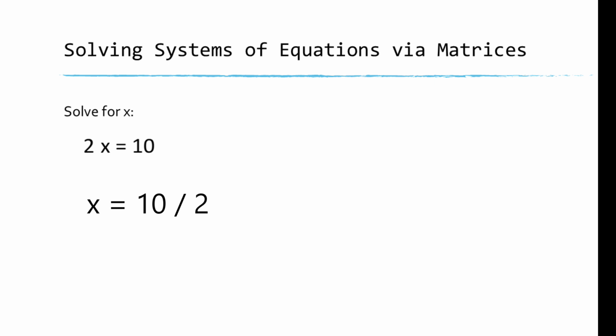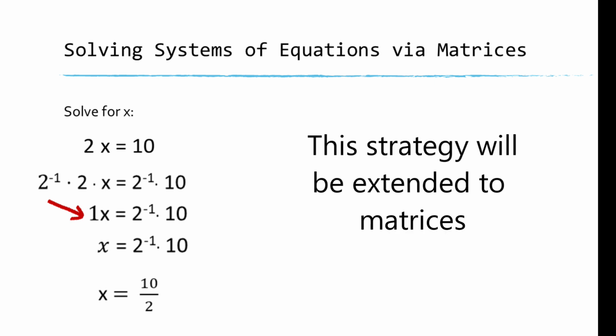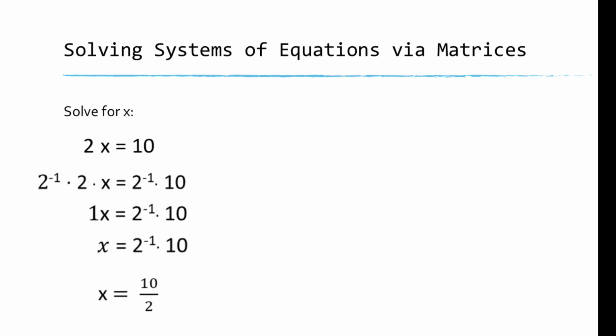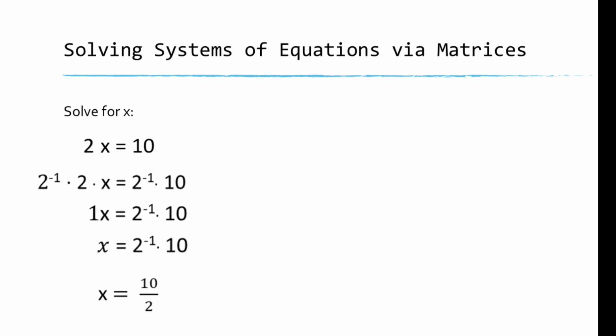In other words, we divide both sides by 2. But what we are actually doing is multiplying both sides by the multiplicative inverse of 2. That is, the number that when we multiply to 2 produces 1. Therefore, the solution is actually x equals the multiplicative inverse of 2 multiplied by 10.